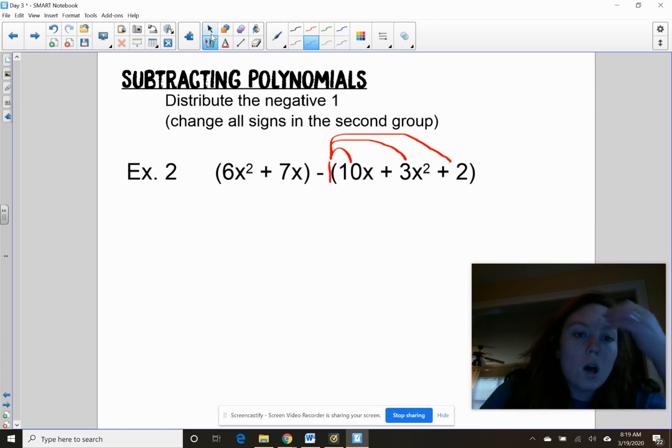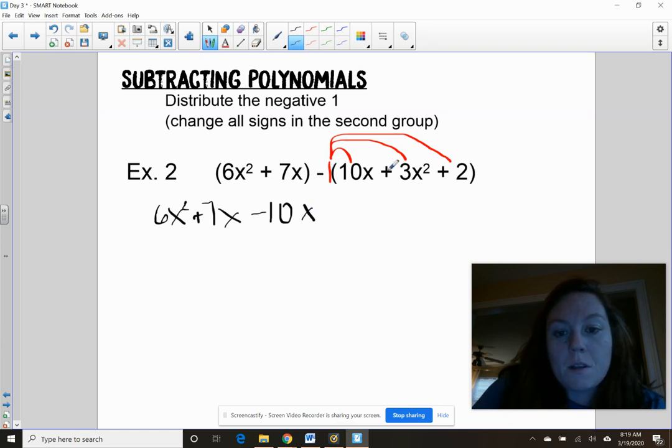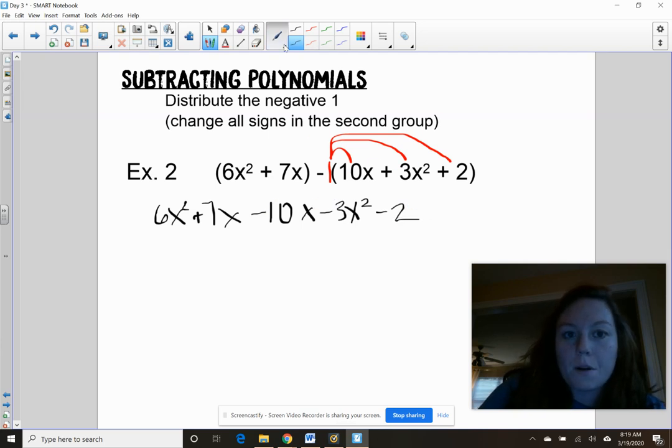Okay, so what this is going to turn into, I still have my 6x squared plus 7x. Okay, negative 1 times 10x is going to be a negative 10x. Negative 1 times positive 3x squared is just going to be a minus 3x squared. Negative 1 times positive 2 is just negative 2. So you guys, all I did was just change the signs in this group, in that set of parentheses.